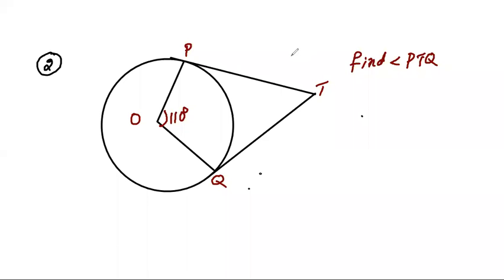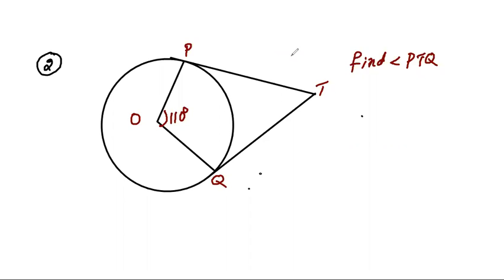Now we are doing the second question. In the second question, we can see there is a circle. TP and TQ are two tangents. The central angle POQ is given as 110 degree as per the figure. We need to find angle PTQ.